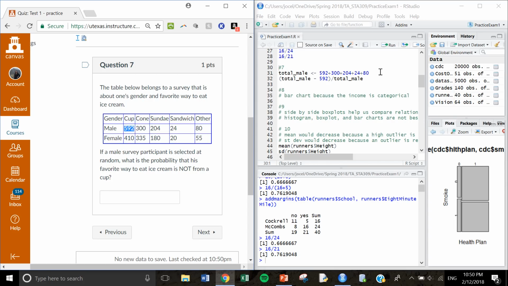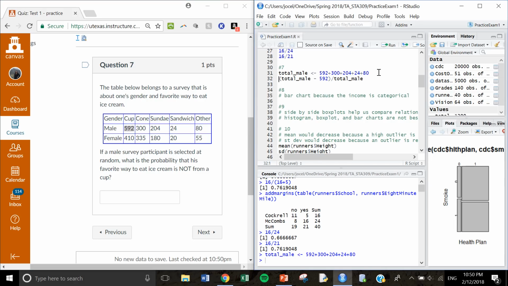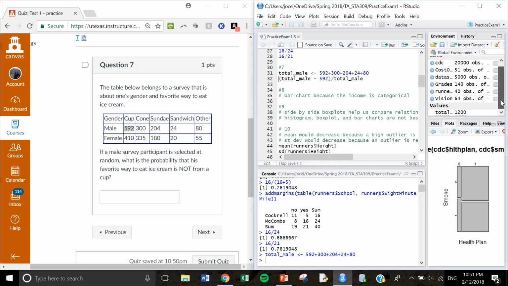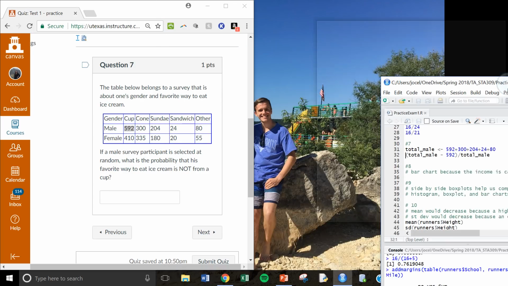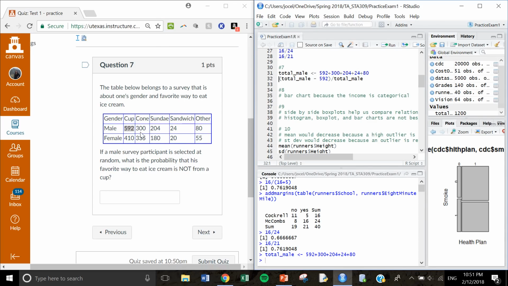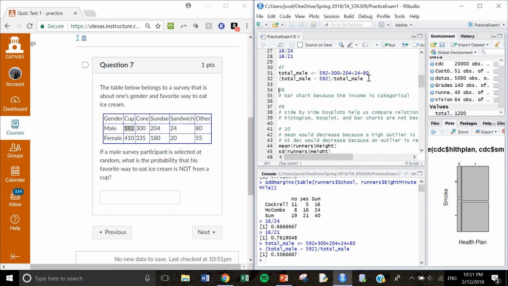So what I'm going to do first is add up the total number of males that were surveyed. I call it total male, and you can see in your values, my total male value is 1,200. So 1,200 males were surveyed. And then I want everything other than cup. So I'm going to do this total, that 1,200 that we just added together, minus 592, divided by the total. So I'm getting the percentage of everything that is not cup. I run this, and we get 50.67.